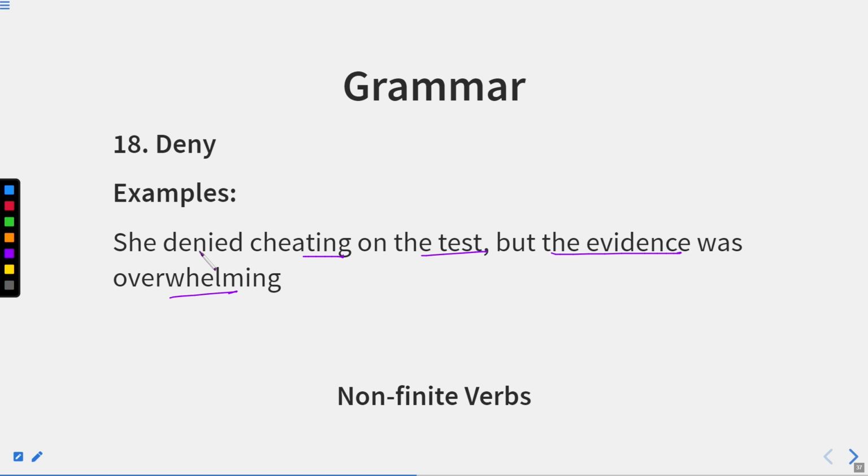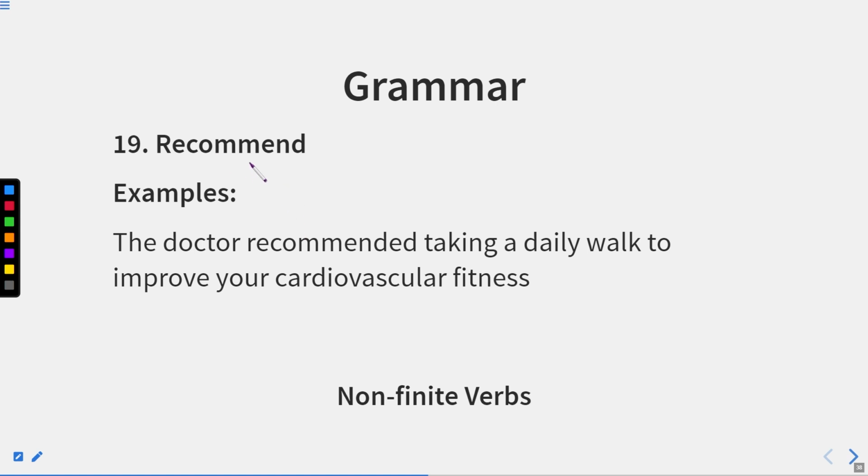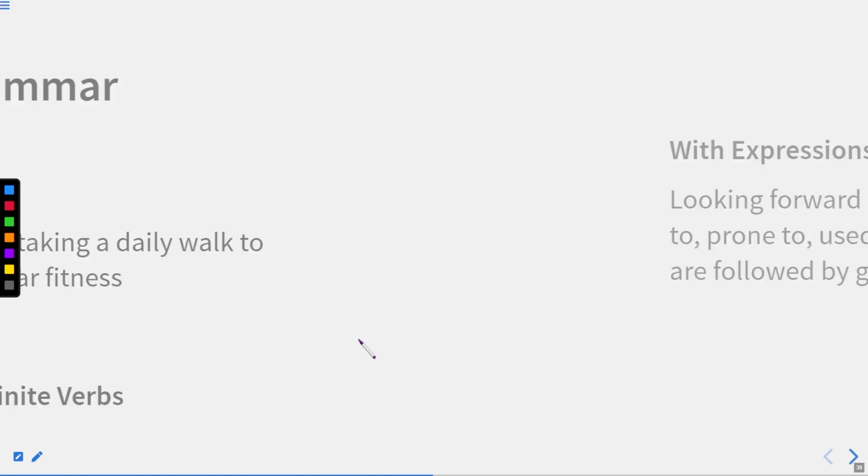So in this sentence, the word is denied. This is a verb. Denied means refused or declined. What? Cheating. It means she said that she had not cheated on the test, but the evidence was overwhelming. Then we have the word recommend. The doctor recommended taking a daily walk to improve your cardiovascular fitness. So this is how we can use these verbs, and after these verbs we have gerunds.